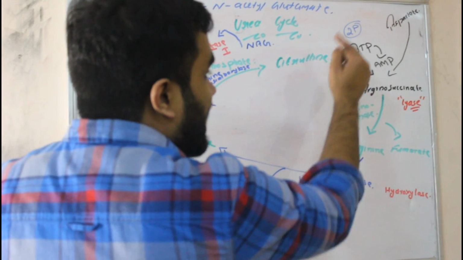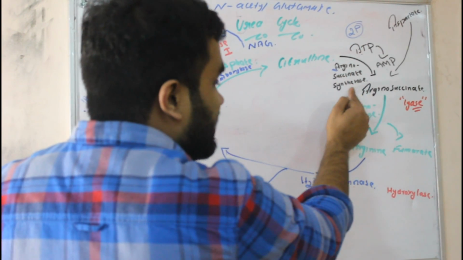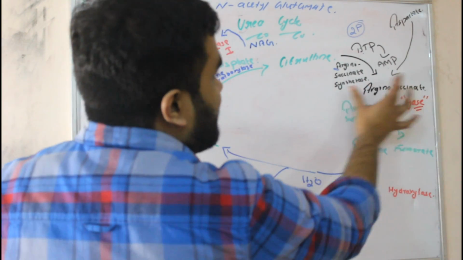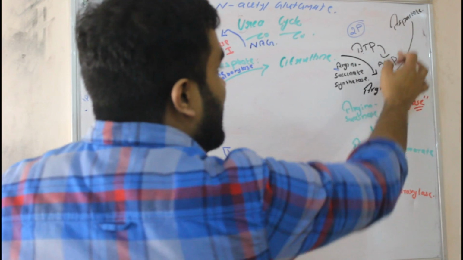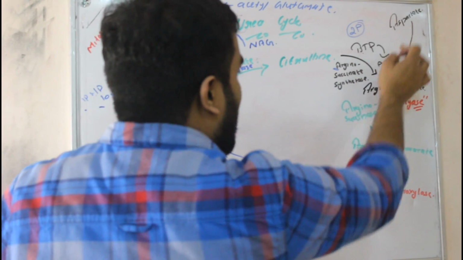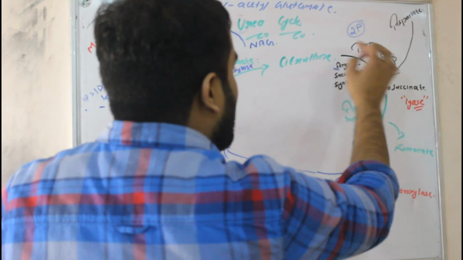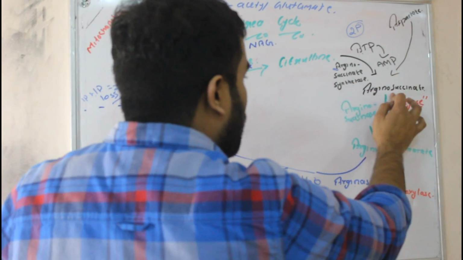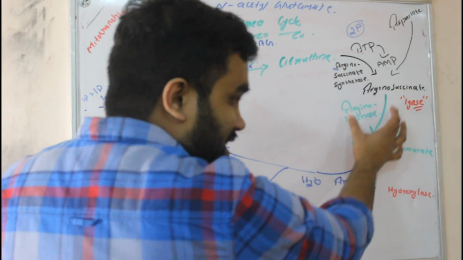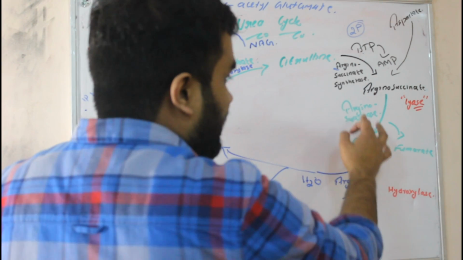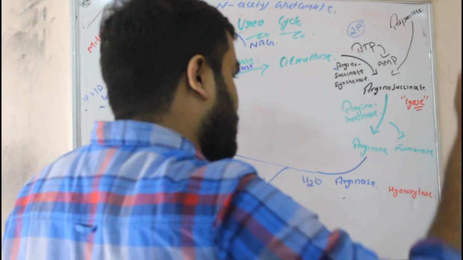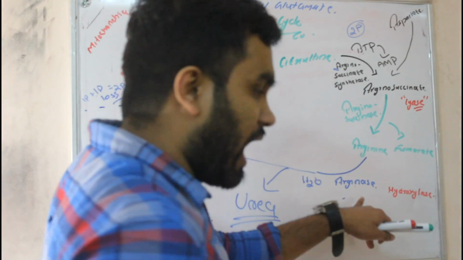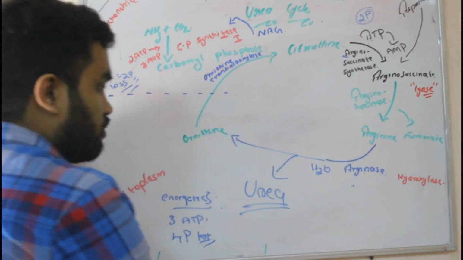This citrulline will be acted on by the enzyme arginosuccinate synthetase. We are synthesizing arginosuccinate, so here also we are using energy. Here a guest is entering, that is our aspartate. So citrulline plus aspartate form arginosuccinate. This arginosuccinate is cleaved by arginosuccinase to form fumarate and arginine. This fumarate will go to the Krebs cycle. Then arginine will be acted on by arginase in the presence of water to form our urea.